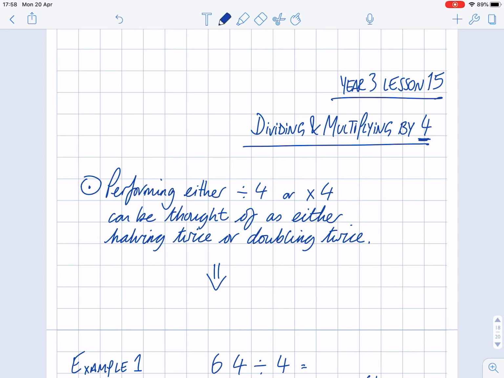So if I ask you to divide by 4, what I'm asking you to do is halve the number and then halve it again. And if I'm asking you to multiply by 4, what I'm asking you to do is double the number and then double it again. So really, you just got to halve something twice for divide by 4 and double it twice for multiply by 4.